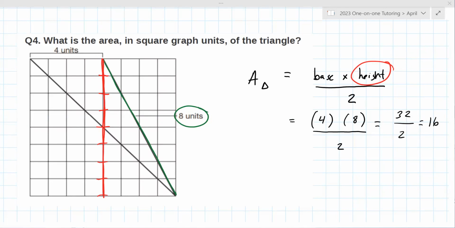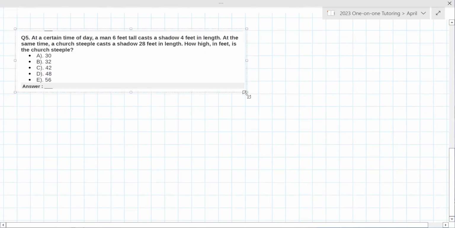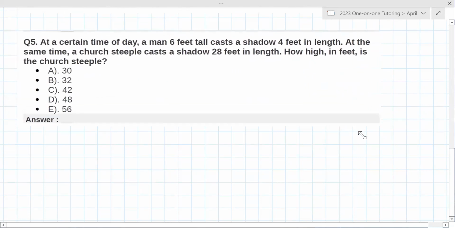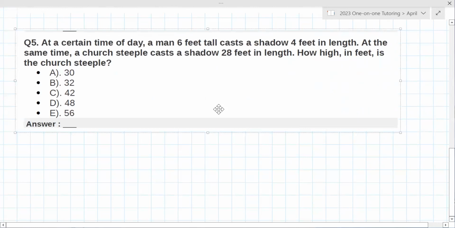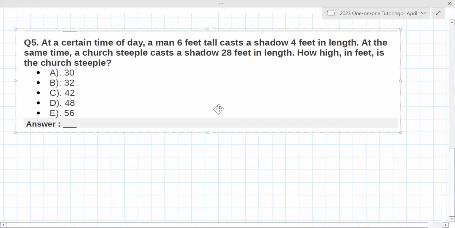Okay. I think the idea is that if you do enough of these problems and you start seeing them more than once, you realize, okay, it's one of those, I do this. And take a look at this one here. At a certain time of day, a man 6 feet tall casts a shadow 4 feet in length. At the same time, a church casts a shadow 28 feet in length. How high in feet is the church steeple?